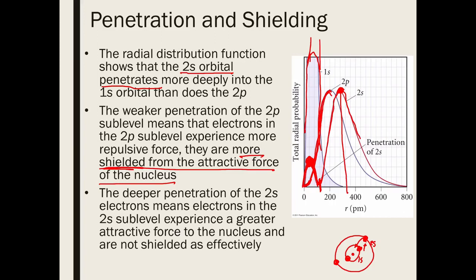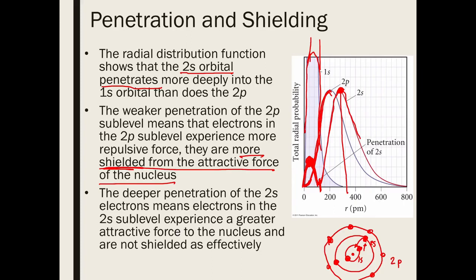So if we're thinking about our 2p electrons, and I'm just going to put them out here, there are 6 of them: 1, 2, 3, 4, 5, 6. Our 2p electrons are even more shielded from the nucleus because now they have 1s electrons in the way and 2s electrons in the way. So they're experiencing an even more reduced attraction to the nucleus because they're now being shielded by 4 electrons, 2 in the 1s and 2 in the 2s.